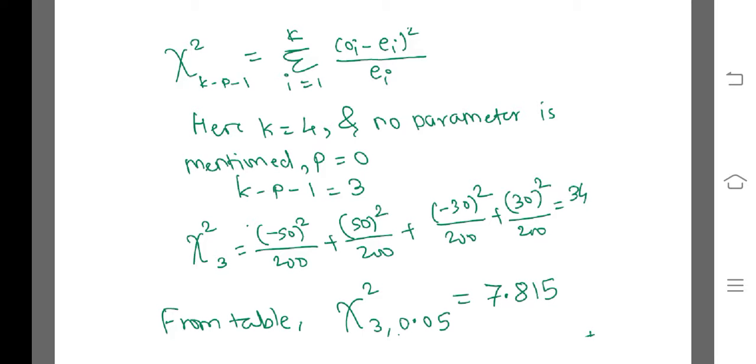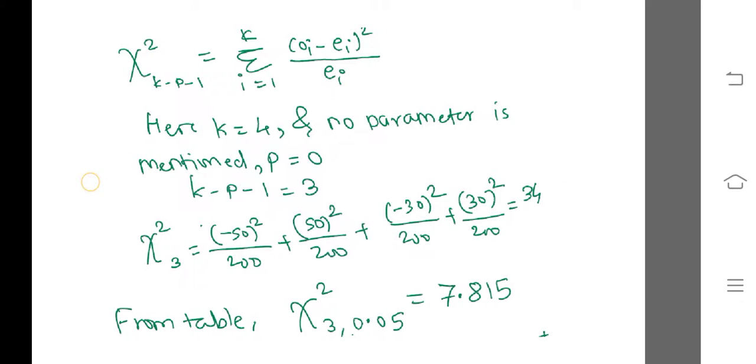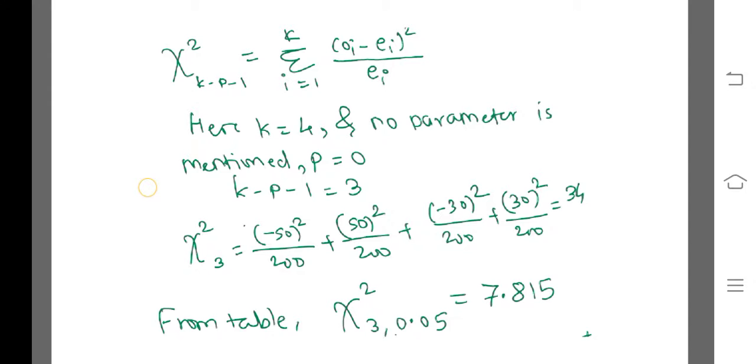And chi-square is 34. Now from the table, chi-square at 3, 0.05 is 7.815. Tables for chi-square are available. One may refer to this table with the given parameters.